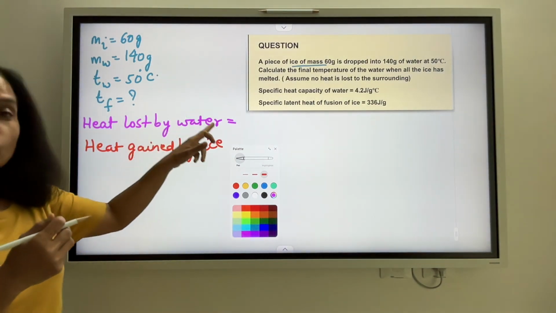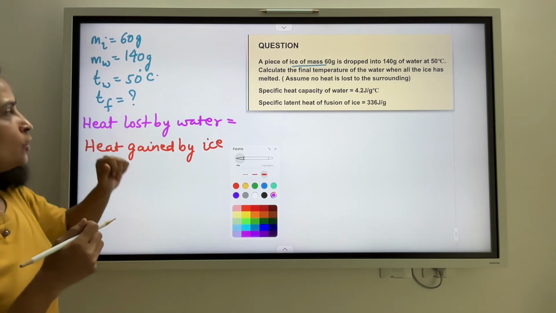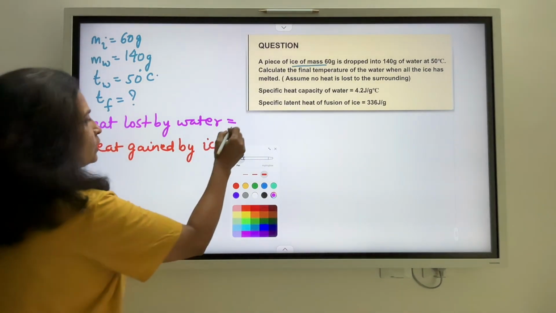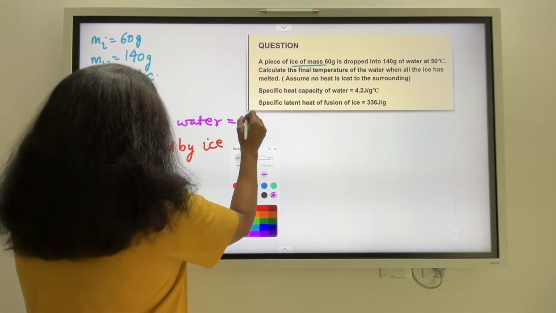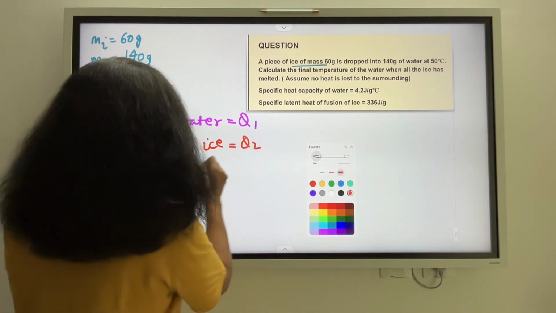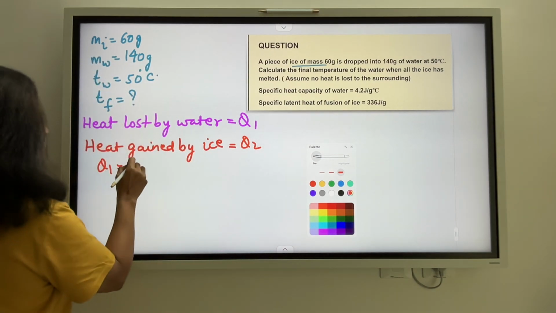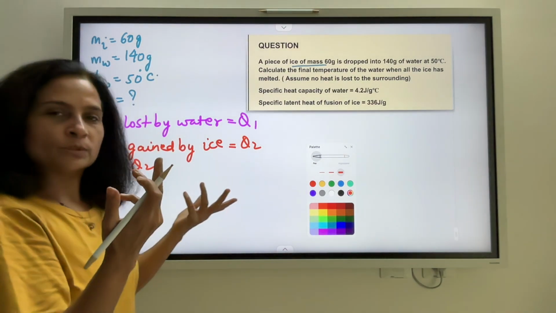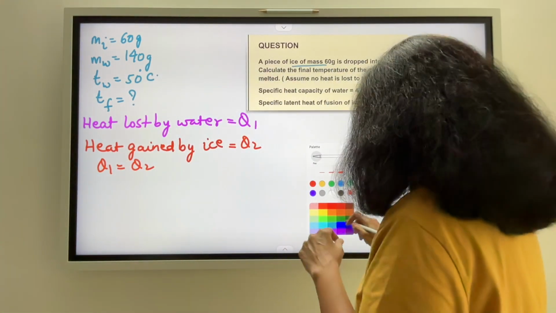Now, what does the heat lost by water look like? Let us call it Q1. Let me call this Q1 and let me call this Q2. So, the fact is Q1 is equal to Q2. Now Q1, Q2 is something which we can calculate. So, let us calculate that.